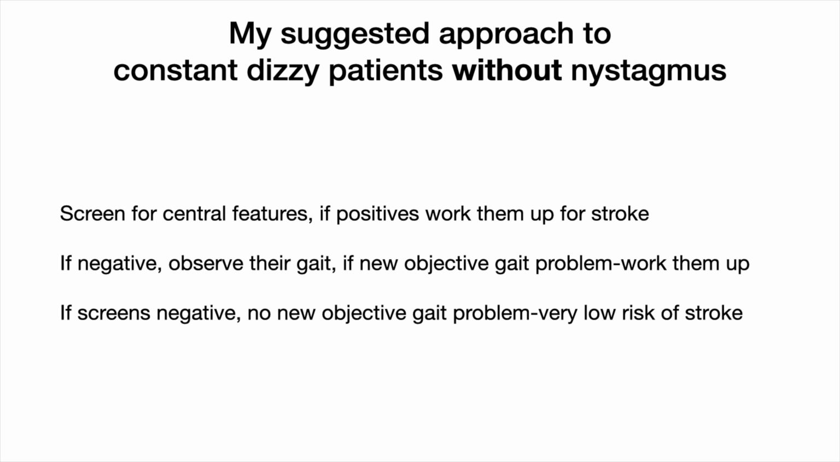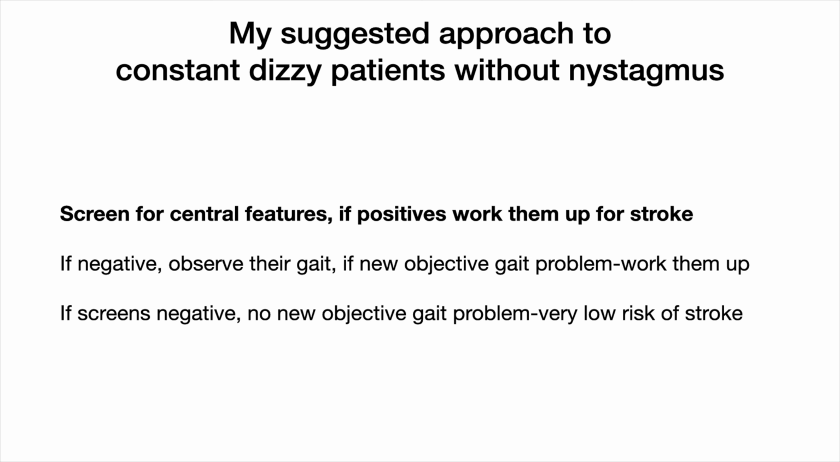But if they truly have constant dizziness without nystagmus, the first thing you want to do is screen them for central features. If positive, work them up for stroke. If screens negative for central features, observe their gait. If they have a new objective gait difficulty, work them up for stroke. If they screen negative for central features, have no new objective gait difficulty, they are probably at very low risk of stroke. Now let's run through those 3 steps in detail.